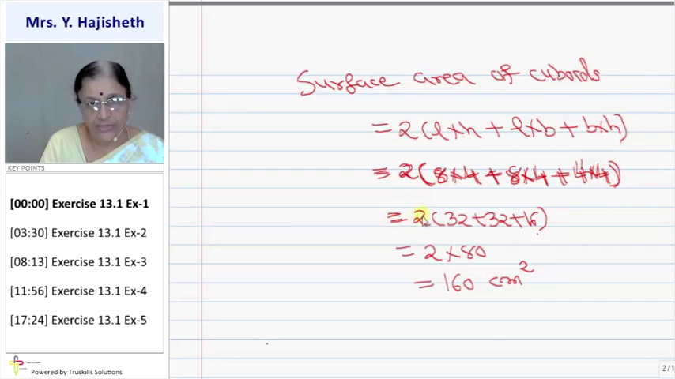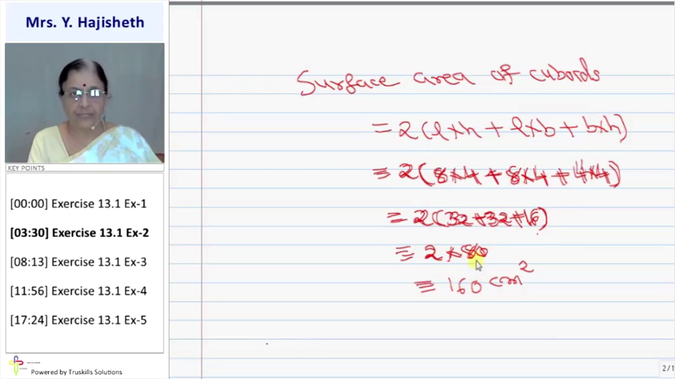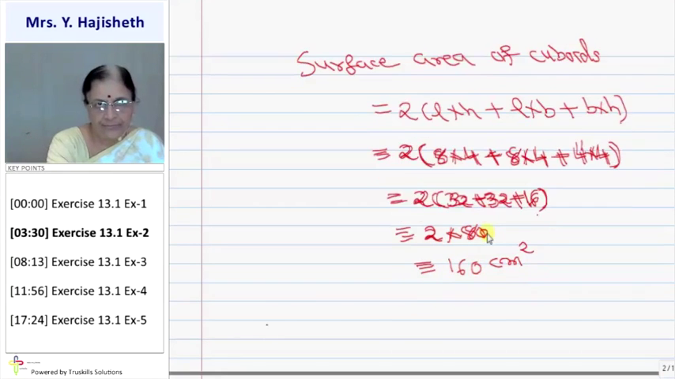So total is 2 times (32 plus 32 plus 16). So ultimately it is equal to 2 times 80. So it is 160 centimeter square. What is the answer? 160 centimeter square. Clear? Clear?